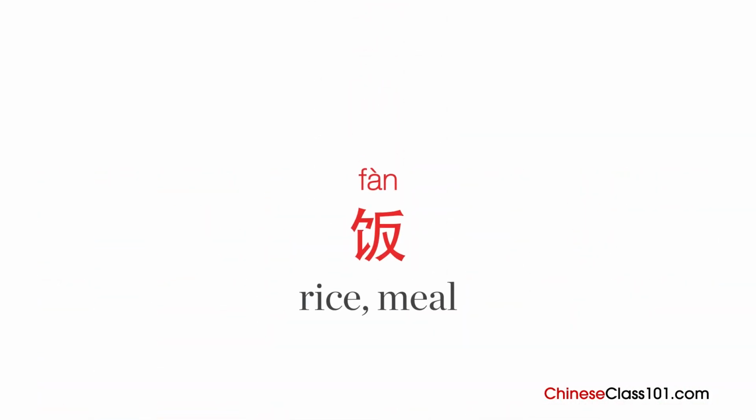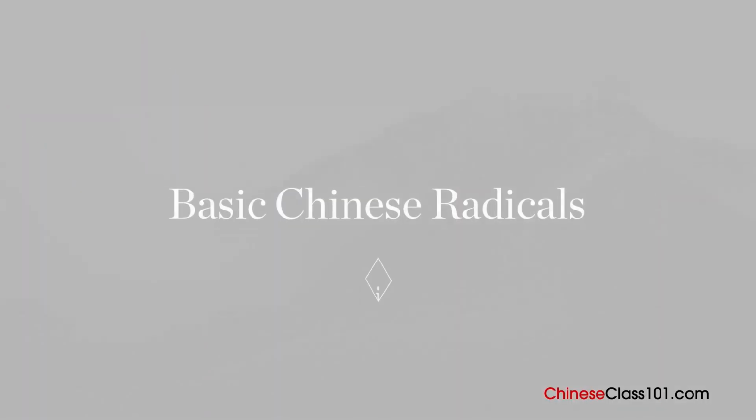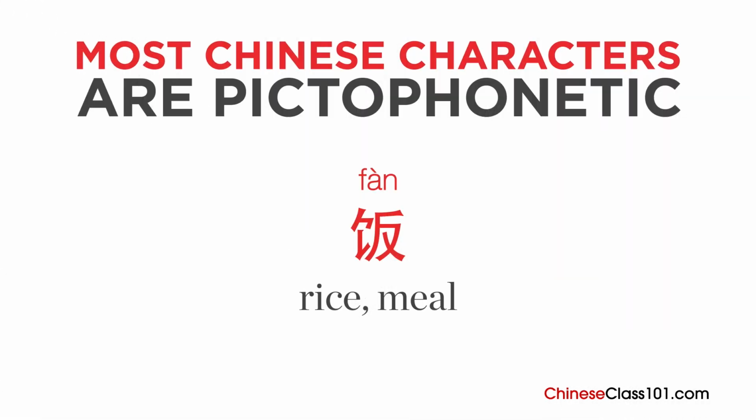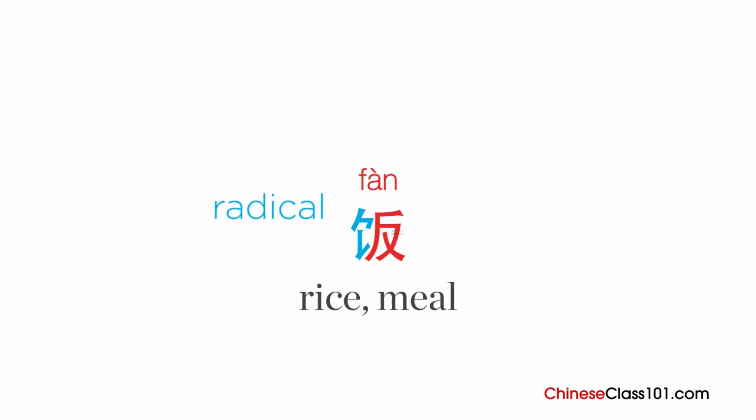All Chinese characters are made up of smaller components that are used over and over again in other characters. This means that by learning just one component, you can effectively learn multiple characters at the same time. Let's look at this aspect in more detail. Most Chinese characters are pictophonetic. They consist of a radical and a phonetic element. These are the technical terms for the components we just talked about.